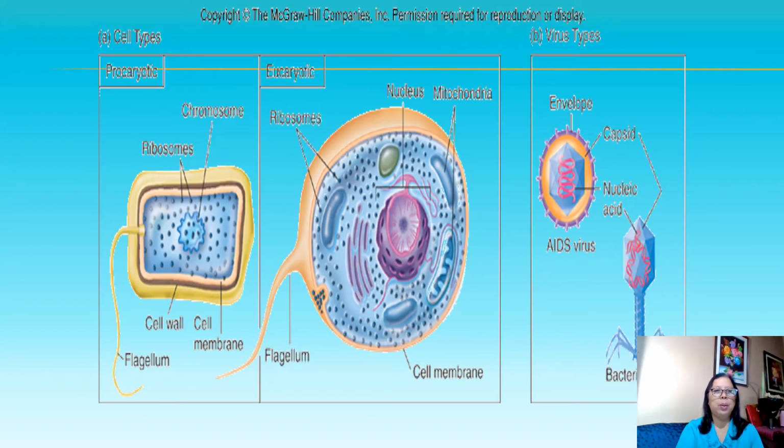So from here, you could see the prokaryotic organism, and this is the eukaryotic organism. And these are illustrations of virus, the AIDS virus and the bacteriophage. So you can see here the main differences. This has more organelles as compared with prokaryotic organisms.